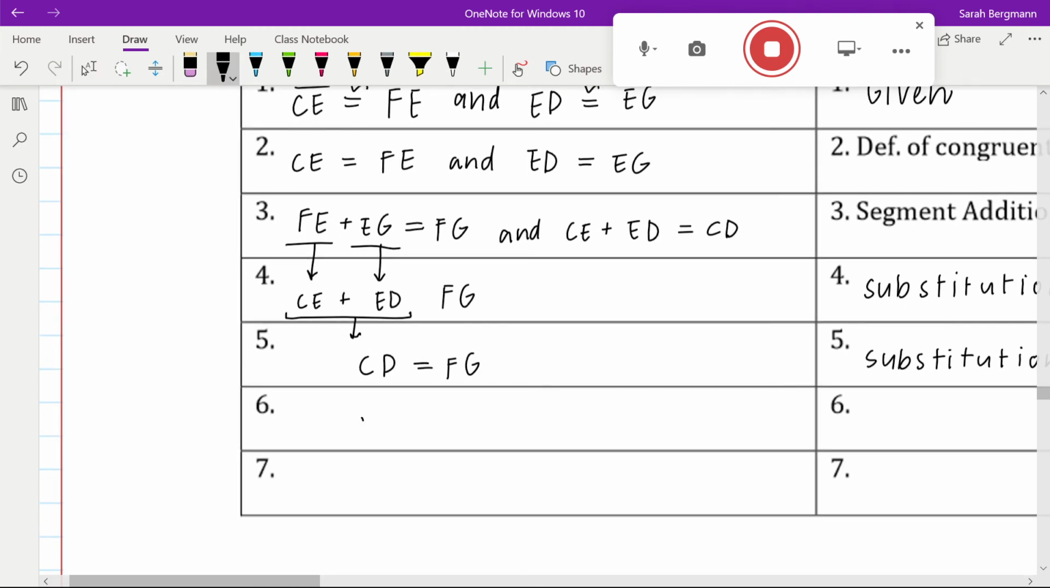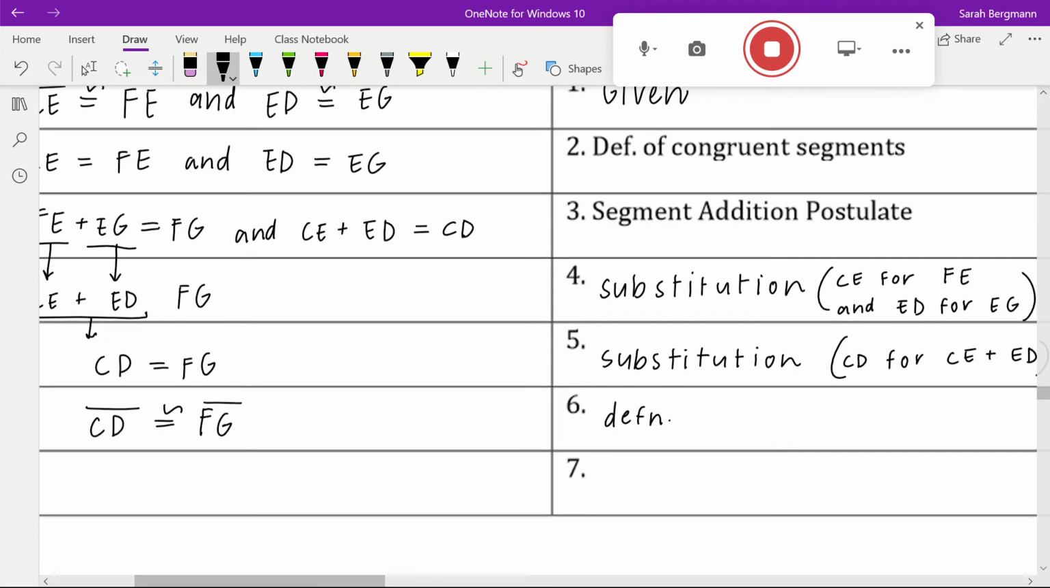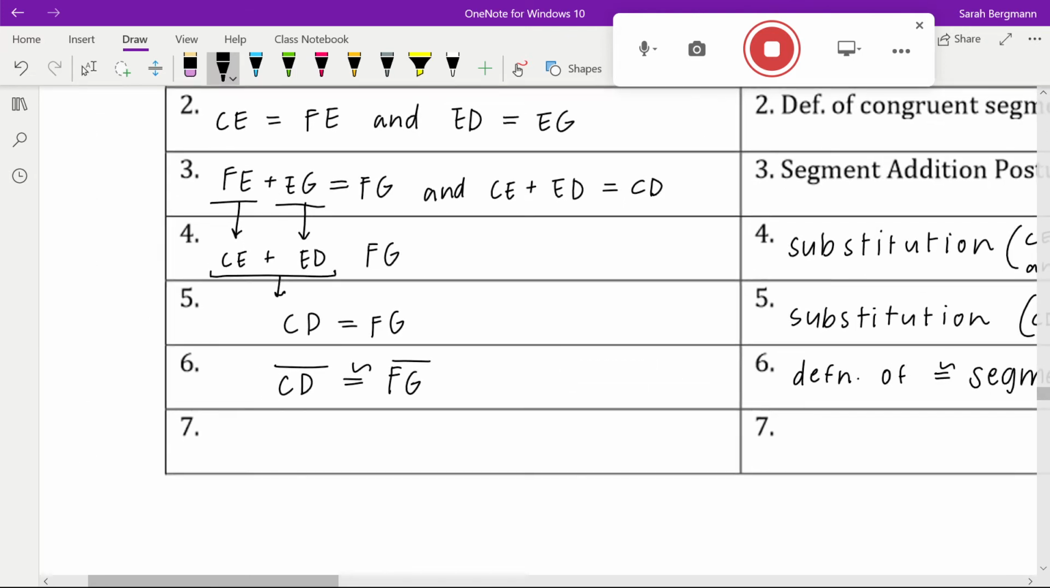I'm very close to what I need, except I need to say that the segments are congruent based on the definition of congruent segments. Once you have what you were trying to prove, you can end your proof in any way that you'd like. What's your favorite way to end the proof? On this one, I can use boom. That's Fifth Bell's favorite way to end a proof.